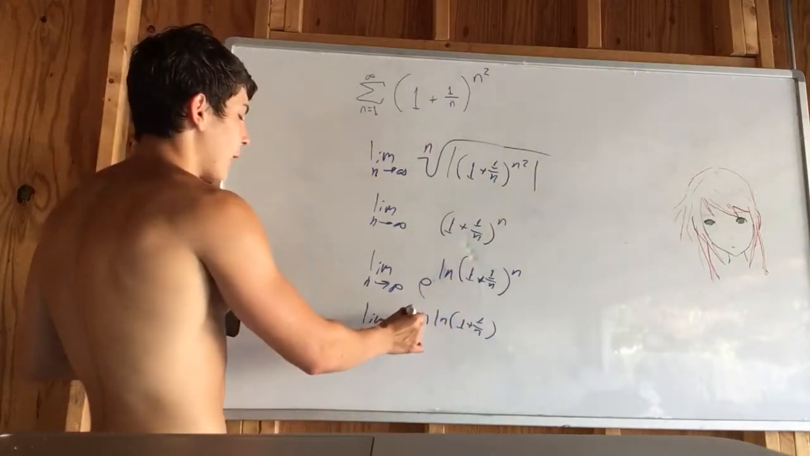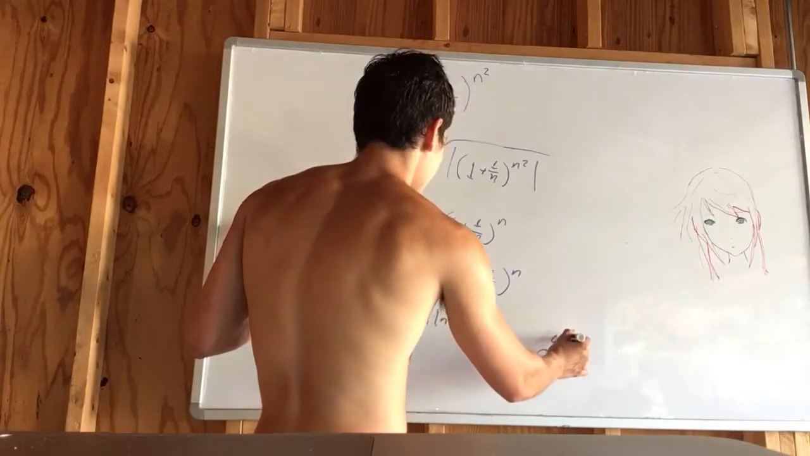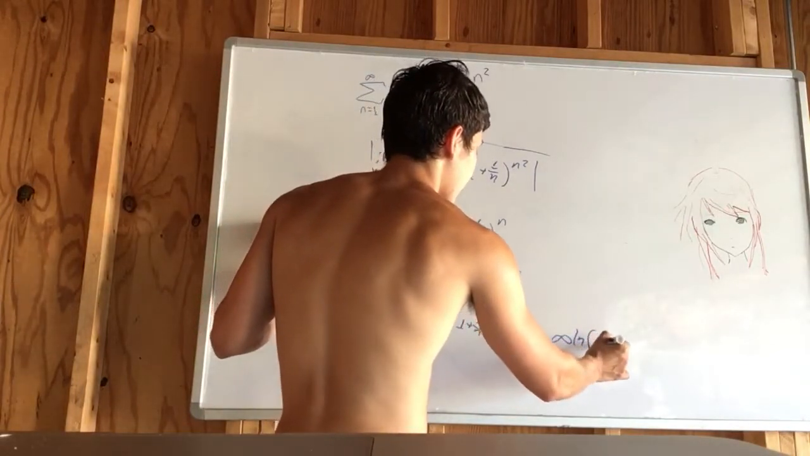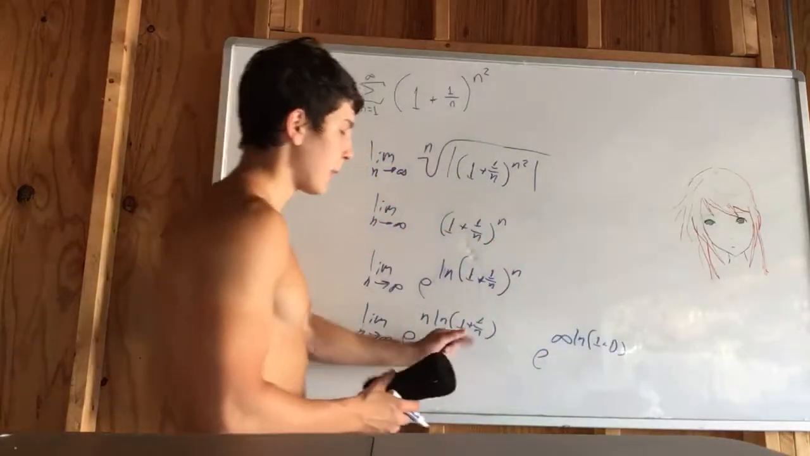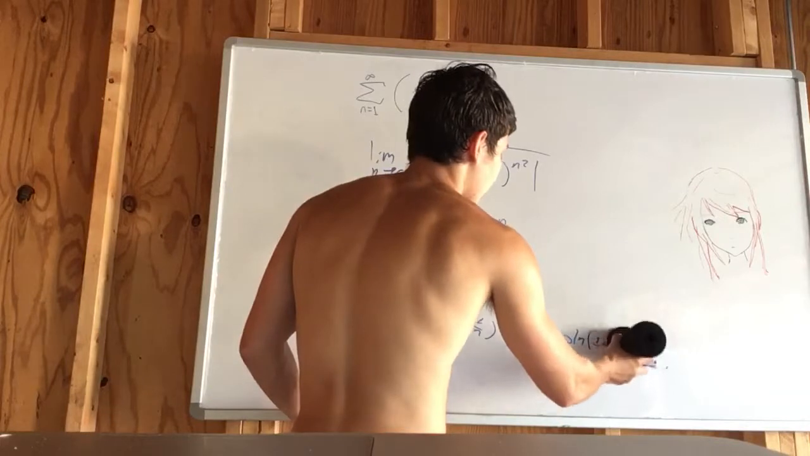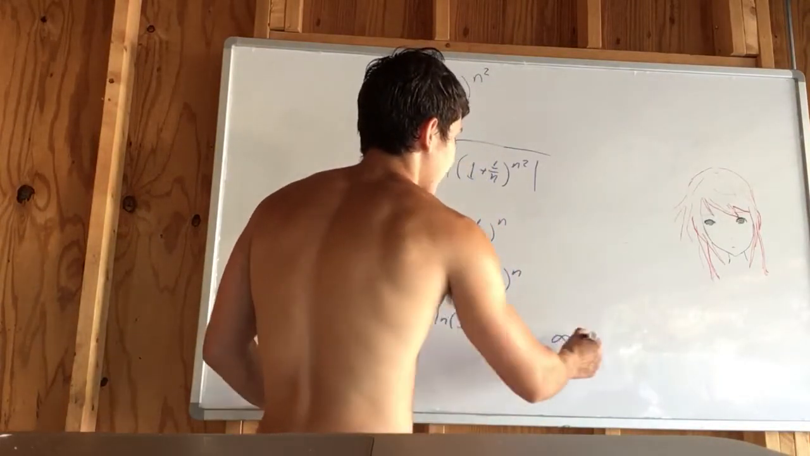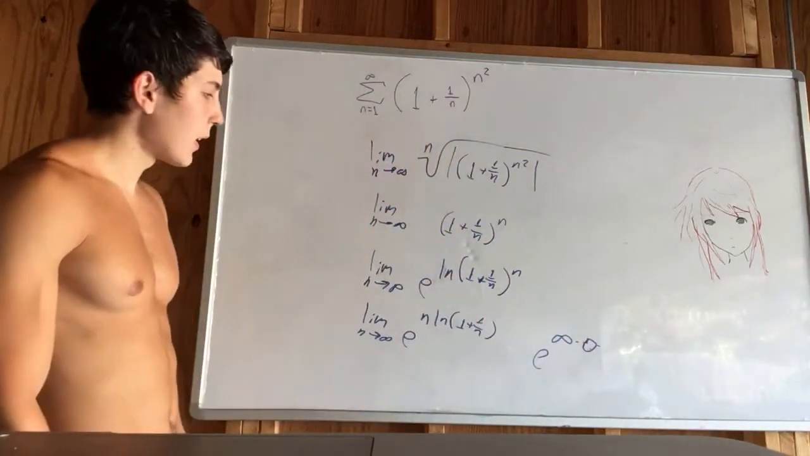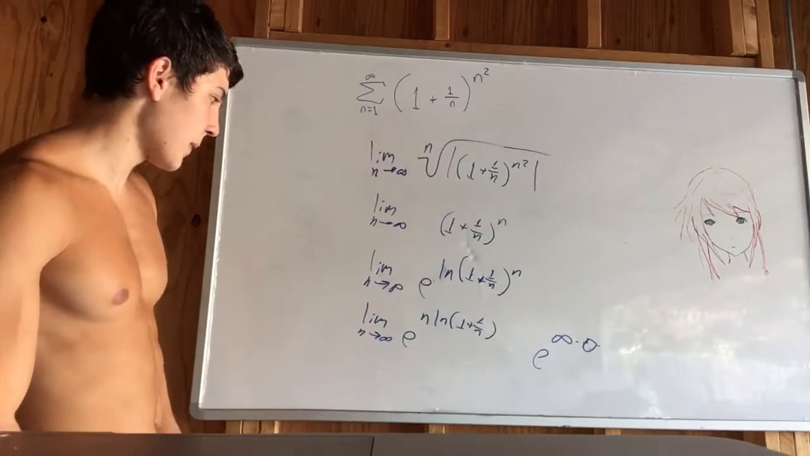Now if we plug in our infinity, we would get e to the infinity times the natural log of 1 plus 0, because we plug infinity in that denominator, that's going to give us 0. Natural log of 1 is just 0. So we get infinity times 0 in that exponent. Infinity times 0 is still indeterminate, so we have to do something else.